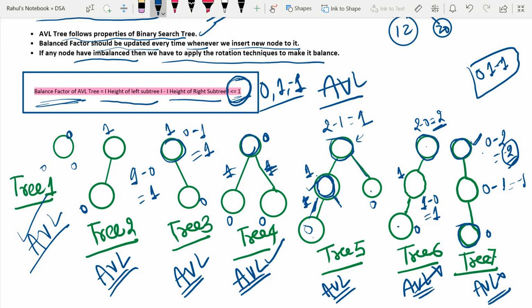So basically, I hope up till now you can understand which trees are AVL trees and which trees are not AVL trees, right? Now let's see how to resolve this and how to construct this tree into AVL tree format, right?